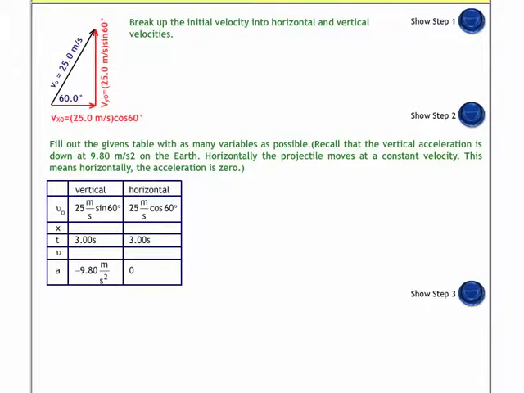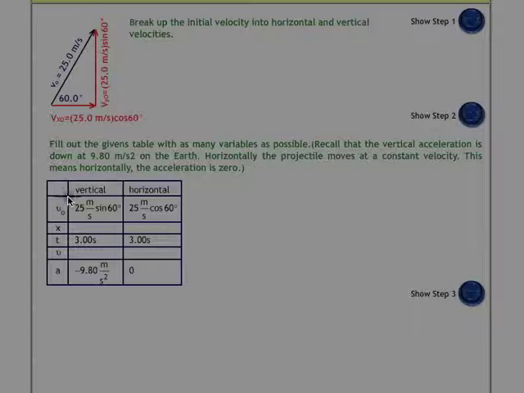So now I'm going to take my table and I'm going to fill it out. But what I'm going to do this time is I don't want any numbers here for my velocities. Write them as 25 meters per second, don't forget the units, sine 60, and 25 meters per second cosine 60. This is going to help you later on when we've got to work backwards to find the initial velocity. This kind of setup will come in handy.